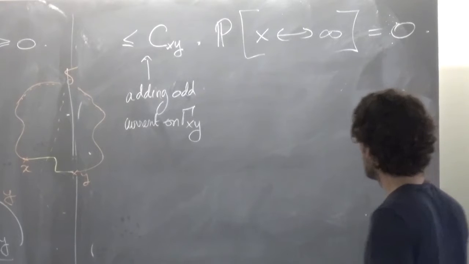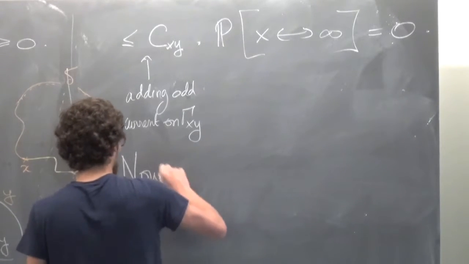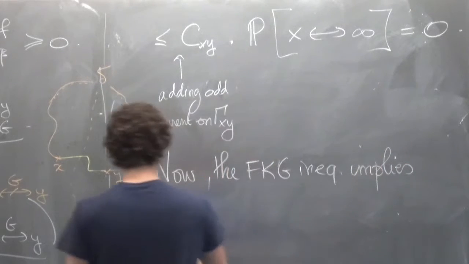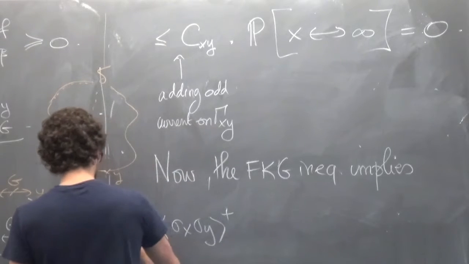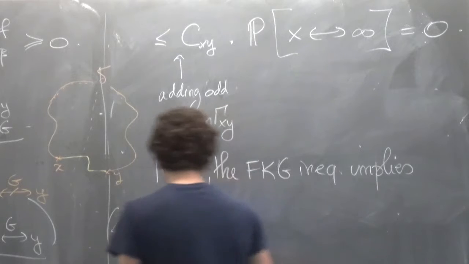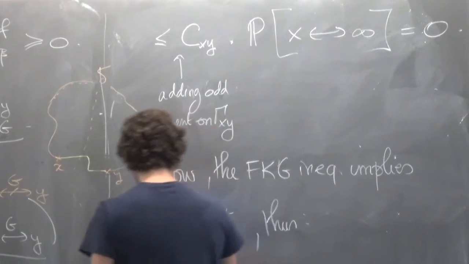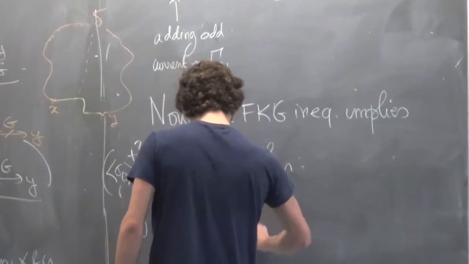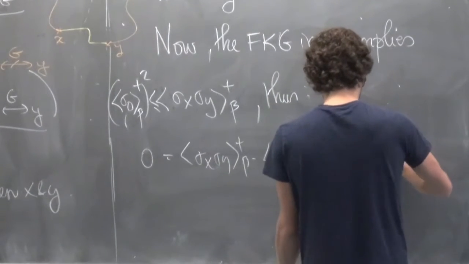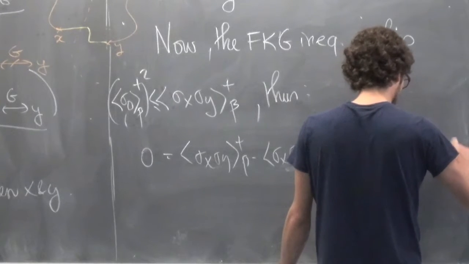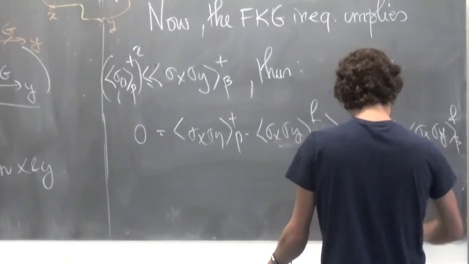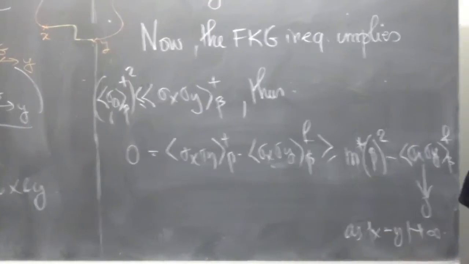That's the end of the proof, basically, because now notice that the FKG inequality implies, well, sigma x, sigma y plus is definitely larger than sigma 0 plus squared. Thus, we have 0, which is sigma x, sigma y plus beta minus sigma x, sigma y free beta, which is larger than the magnetization squared minus sigma x, sigma y free beta. But this, we said, tends to 0 as x minus y tends to infinity. And that's the end of the proof.